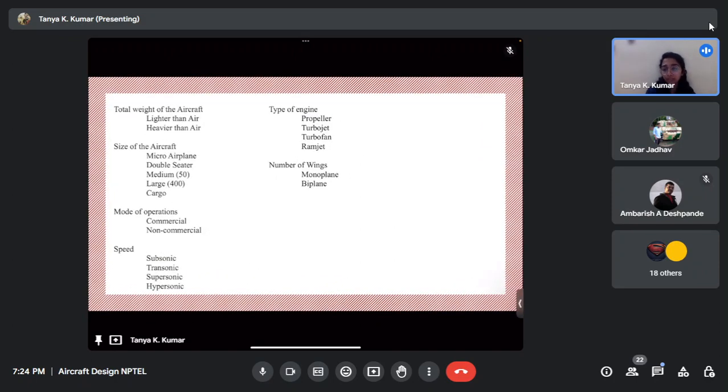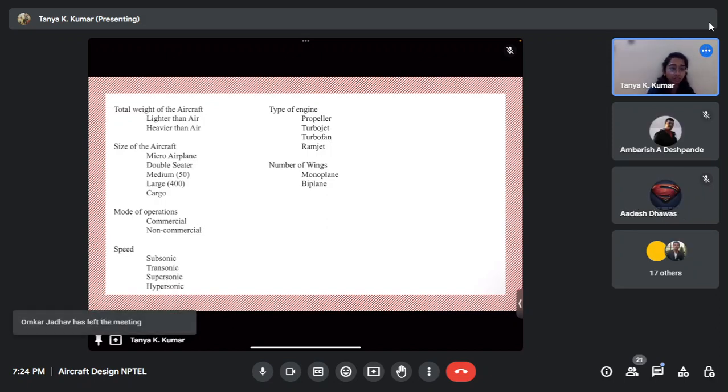Based on total weight of the aircraft, we have lighter than air and heavier than air. Heavier than air is almost every aircraft that we know. Can anyone tell me what lighter than air would be? Any example?